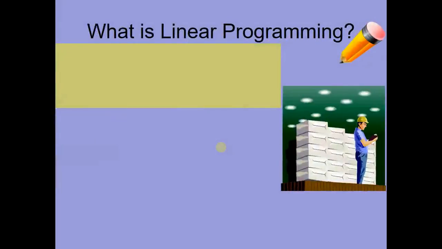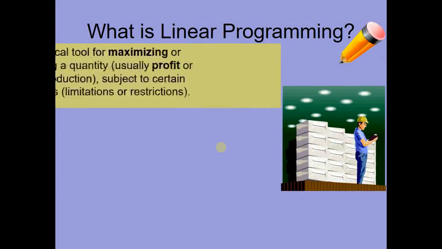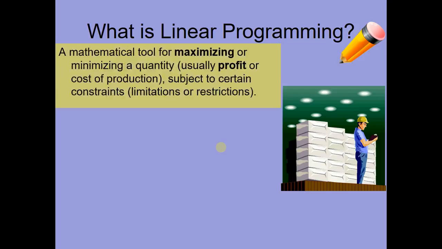So, what is linear programming? What I have highlighted here is what you need to write down. Linear programming is basically the mathematical tool for being able to maximize or minimize quantity. Usually it's for profit or cost production and subject to certain constraints. So basically it's what's the largest amount of profit I can make if I have these constraints upon how much I can make.